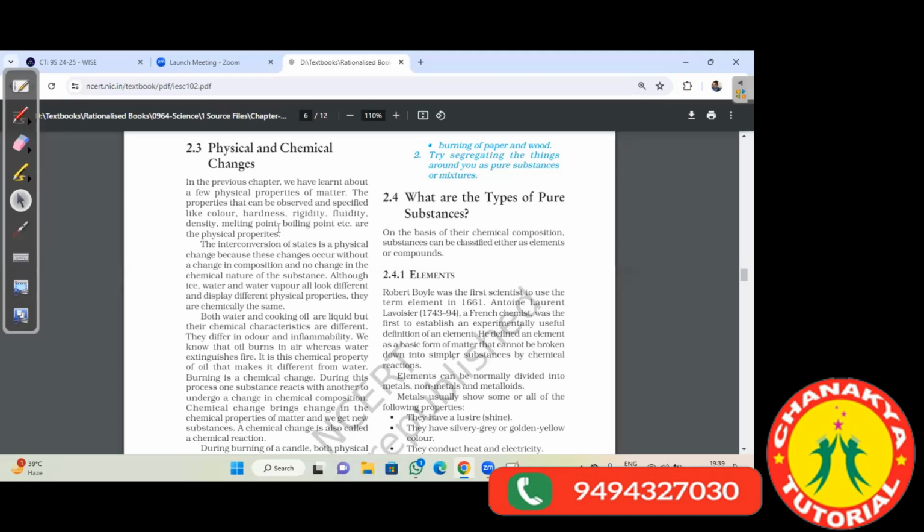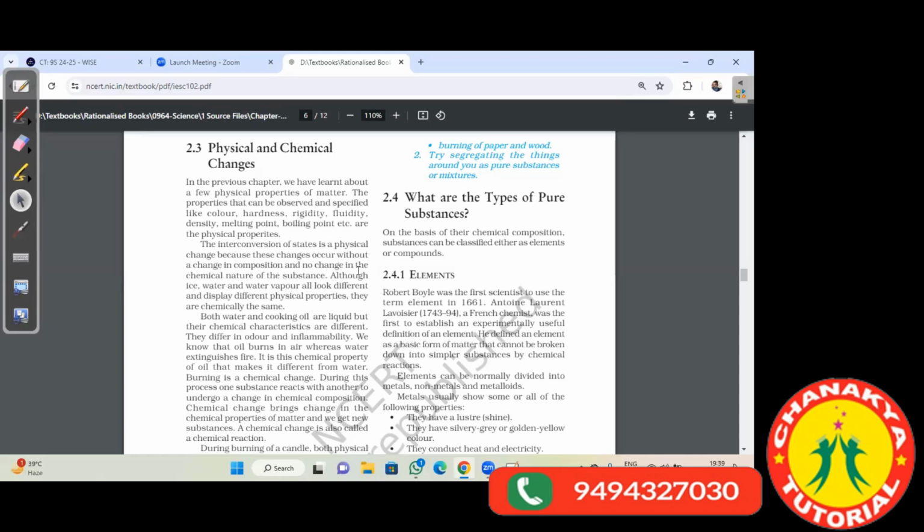So these properties like color, hardness, rigidity, fluidity, density, melting point, boiling point are all physical properties. Fluidity means the property to flow. Density means mass per unit volume. When we think of physical properties, we'll be thinking of these properties only.